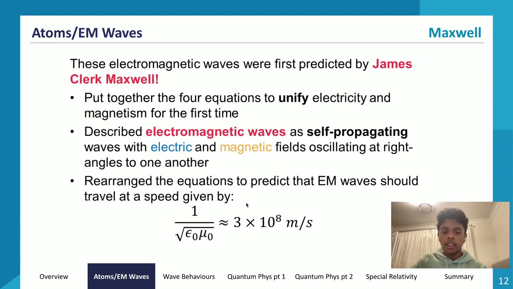So the speed of electromagnetic waves is always a constant, and this will come back to haunt us basically when we learn about special relativity. But for now, we don't need to worry about it too much. All we need to know is that he predicted that EM waves should travel at a speed of 3 times 10 to the power of 8 meters per second.